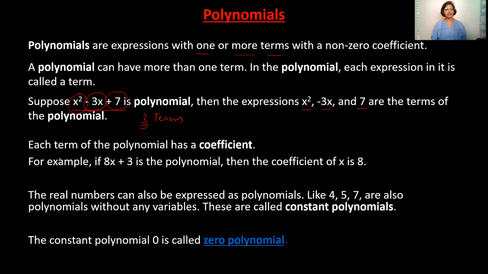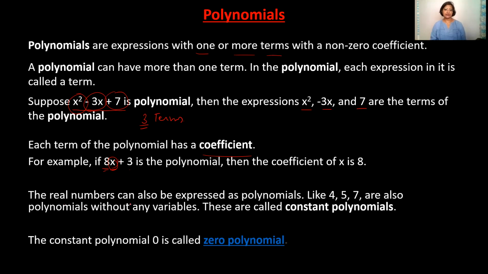Each term of a polynomial has a coefficient. Coefficient means the multiple of the variable which you are using in that polynomial expression. So in this example, 8x plus 3, the coefficient of x is 8. Here 8 is the coefficient of x. You can say it that way also.